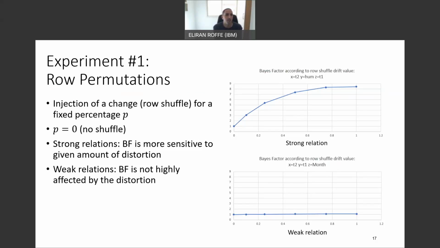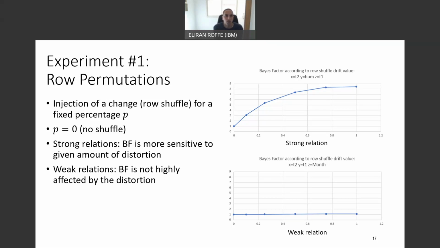It means that we inject some change, some drift to this field data, and we have a fixed percentage or a value which started at 0. P is equal to 0 means there is no shuffle. You can see here in the right part of the screen that when P is equal to 0, the base factor is 1, for strong relations and weak relations.